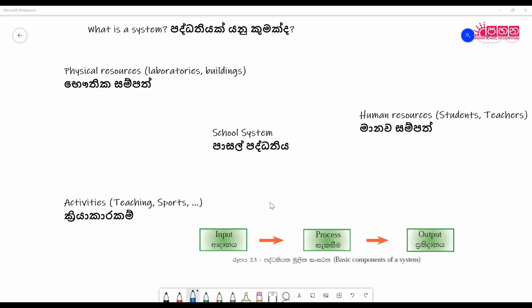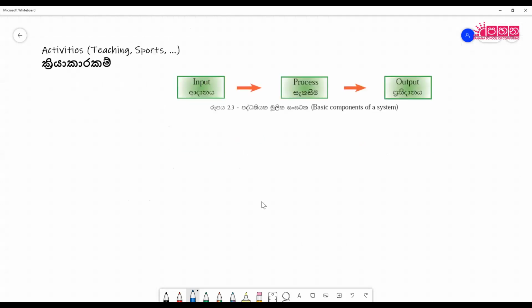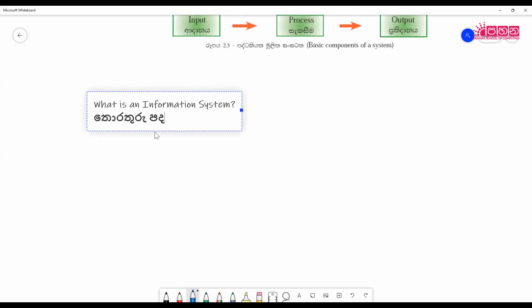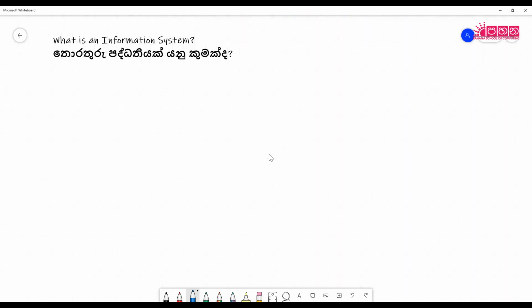Right. එහෙනම් මෙතනින් අපි එහාට ගියොත් what do you mean by information system? Right? පද්ධතියක් කතා කරා. What is a system අපි කතා කරා. What is an information system? Yes. So what is information system?